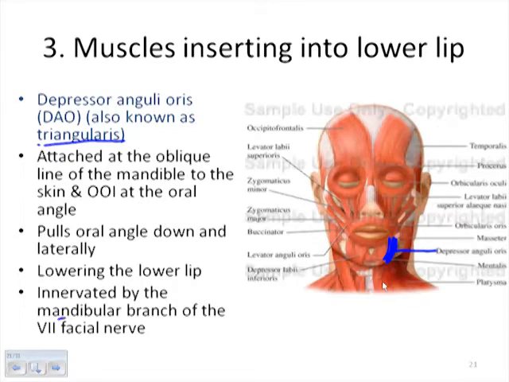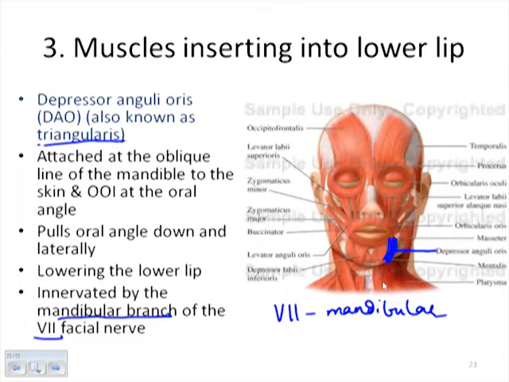It's innervated by the mandibular branch. So far we talked about the buccal branch. So the new one right now is the mandibular branch. If you think about the position, it's attaching to the mandible, right? The mandible is the part that is right down here. So it is supplied by the mandibular branch of the seventh facial nerve.